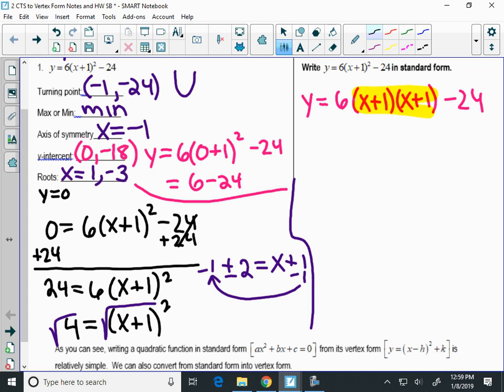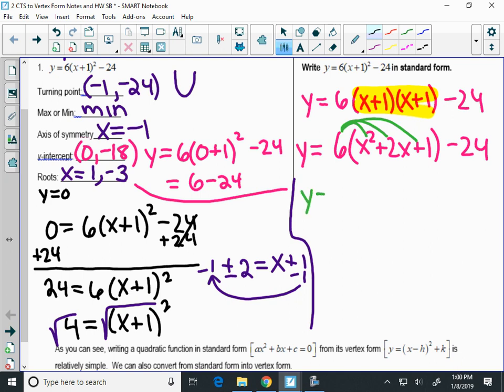So we will have 6 times, let's figure out what would be in our parentheses. We'll have x times x, which is x squared, x times 1, so 1x, plus 1x, which is 2x, plus 1. Now it's pretty easy, right? Once we squared, got rid of that parenthesis, we can distribute the 6, and then we'll subtract 24.